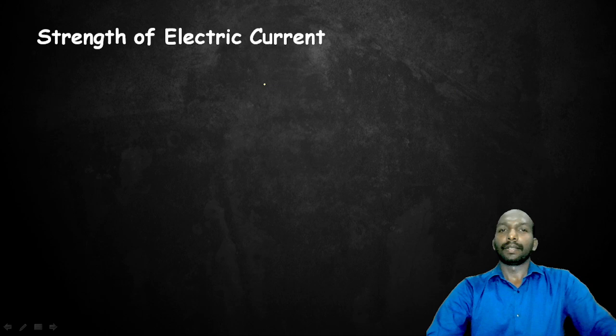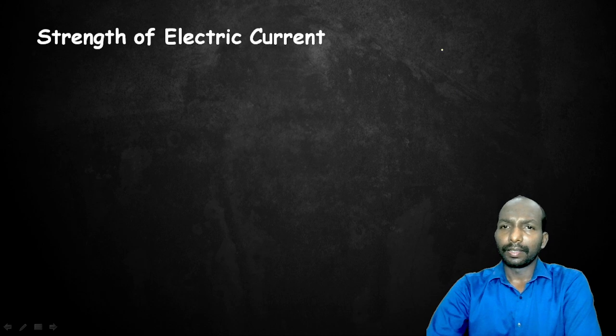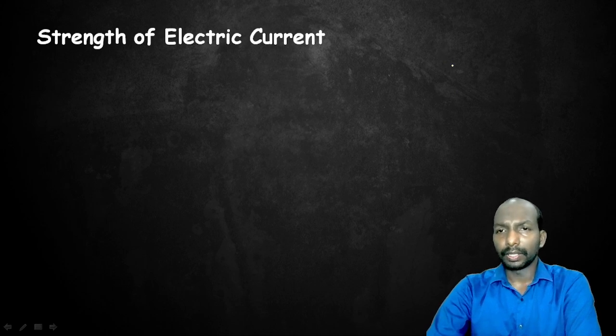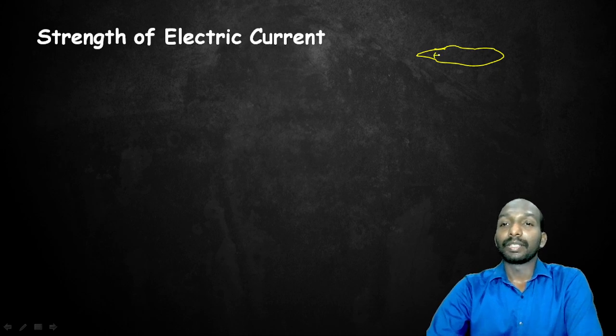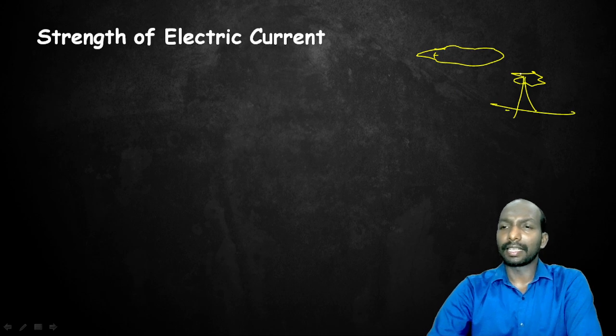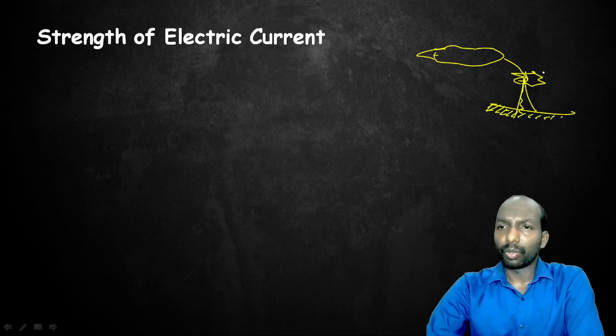So what is electric current? In olden days, humans lived in caves, in forests, or wherever it may be. In olden days, or even now, we can observe that when clouds come into contact with some long trees, the trees get fired. This is what we call lightning.